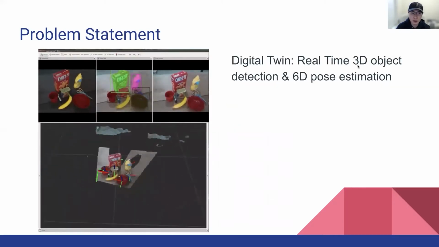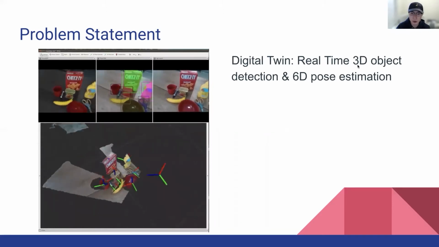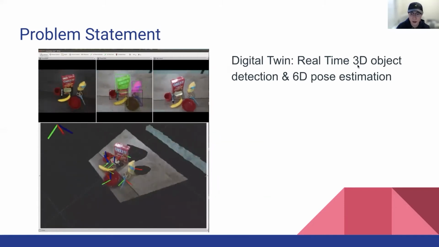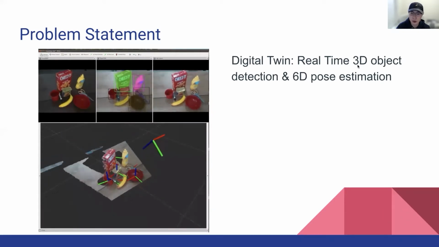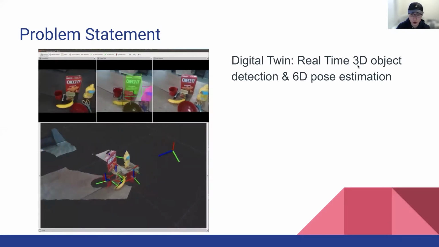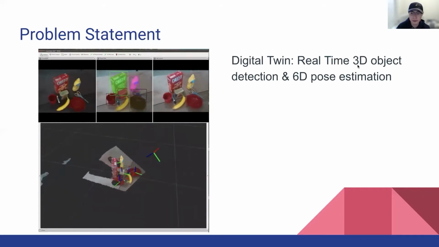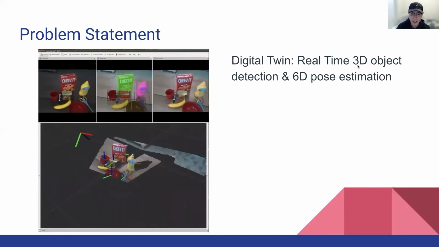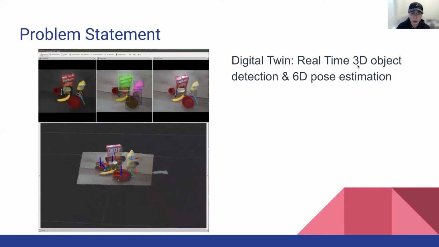The problem we are tackling is called digital twin. The definition of digital twin is to create a virtual representation of its physical counterpart. We will be given the CAD model of the object that we are going to create its digital twin. So based on that definition, we can further define our problem as 3D object detection and 6D pose estimation, to know where the object is and also what the pose of this object is.